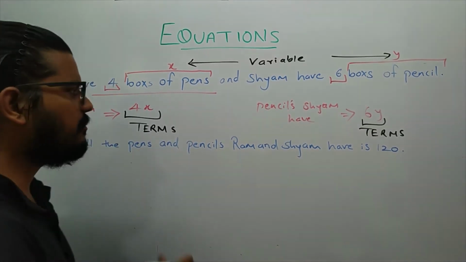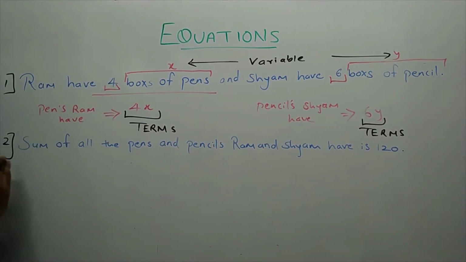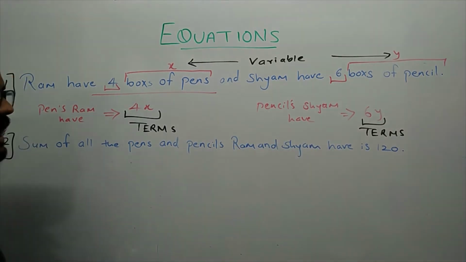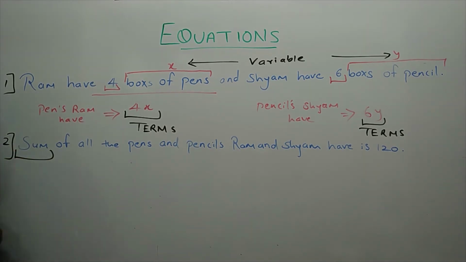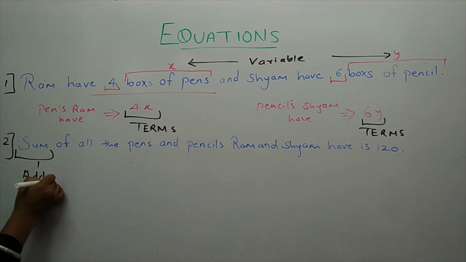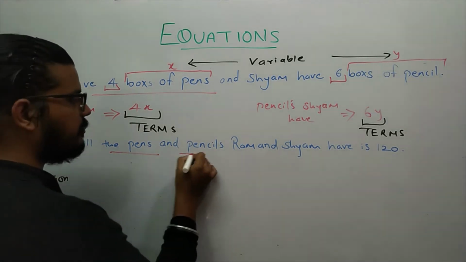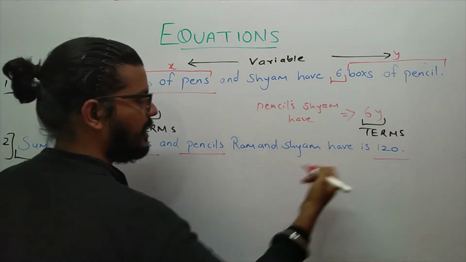But are mathematical statements always like this? No. Let's see one more statement. It is extending the same statement. The sum of all the pens and pencils Ram and Shyam have is 120. Now there is a function which this is asking of us. It is asking for a function of sum. Now sum means addition. So what it is stating is that the number of pens Ram has and the number of pencils Shyam has are being added, so the total will become 120.